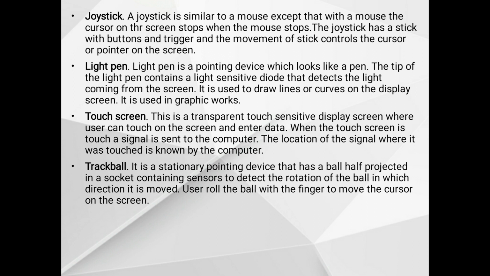So next you have is a joystick. Now I'm sure that most of you have seen a joystick, and some of you must have used a joystick. Joystick is similar to a mouse, that is it does the same work as a mouse, except that in a mouse, when the mouse stops, the cursor on the screen also stops. In the case of a joystick, it has a stick with many buttons and a trigger button attached to that. So the movement of the stick controls the cursor or pointer on the screen.